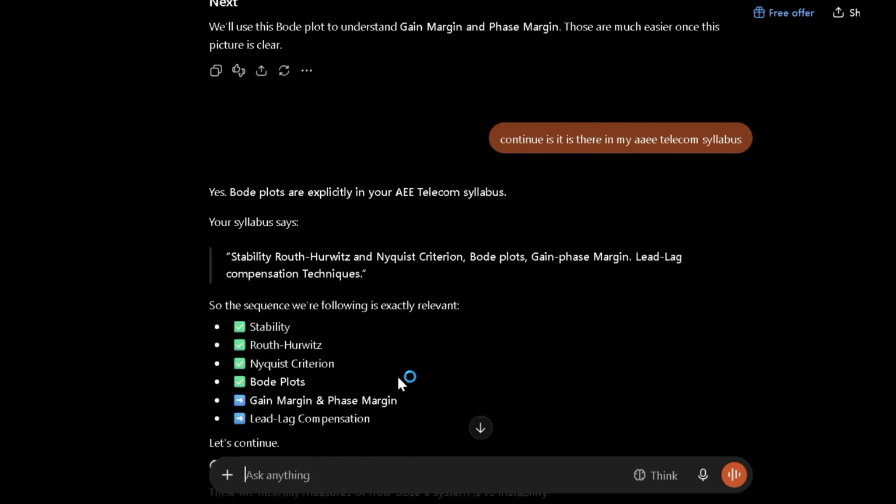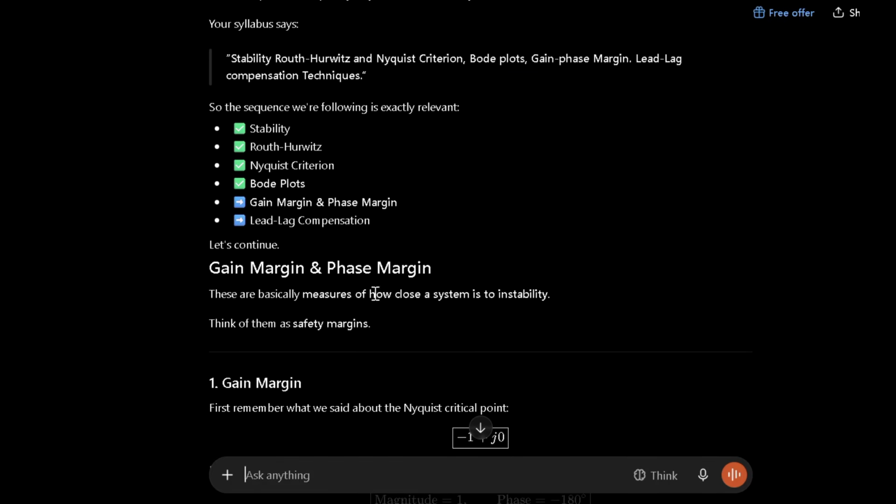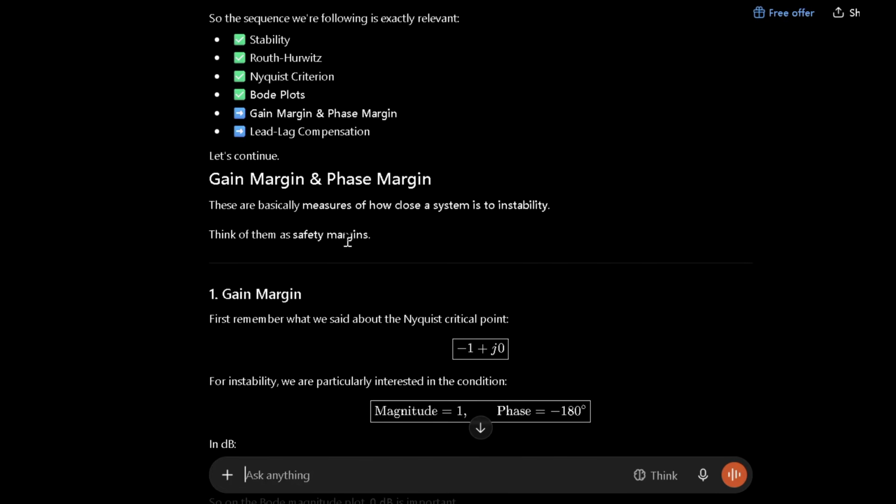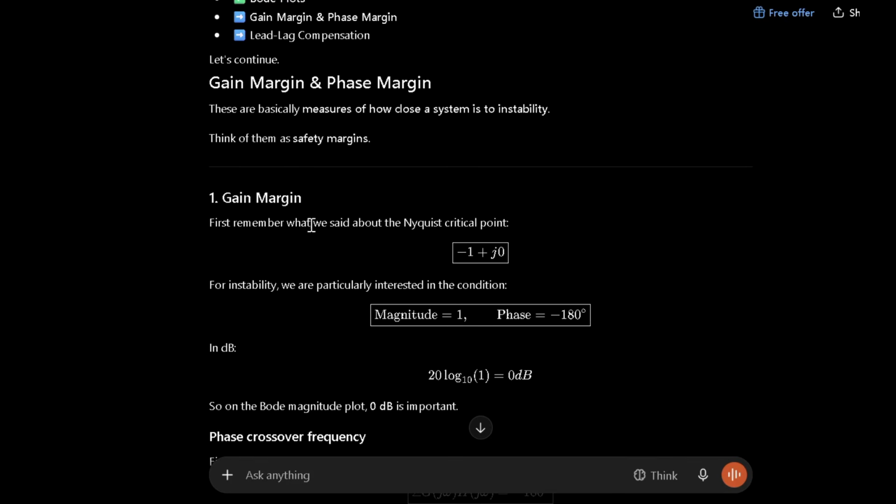Gain margin and phase margin are basically measures of how close the system is to instability. Think of them as safety margins. First, gain margin. Remember what we said about the Nyquist critical point.